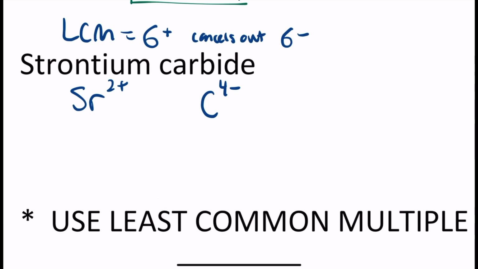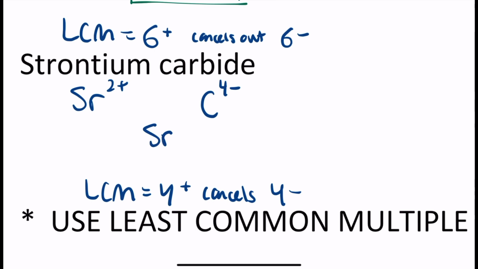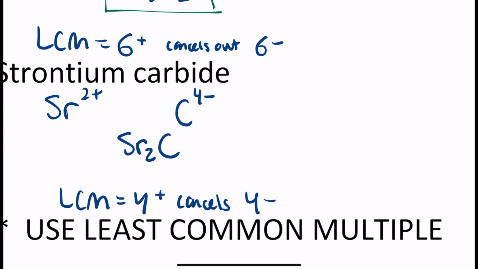If you use the least common multiple technique, you'd have to ask yourself, what's the least common multiple between 2 and 4? Well, both of those numbers can fit into the number 4. So the least common multiple is 4, which means you have a positive 4 canceling out a negative 4 charge. So how do I get a positive 4 charge from a positive 2 strontium? Well, you need 2 strontiums, so I would do Sr2. Then how do you get a negative 4 from a negative 4 carbide? You just need one of these carbides.